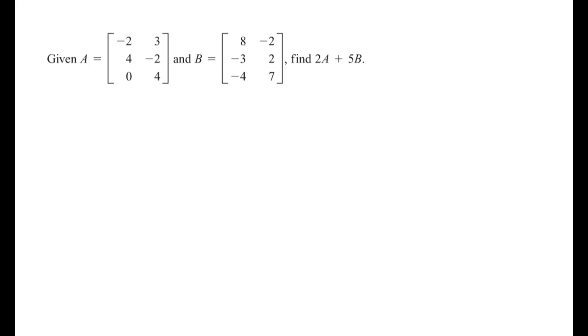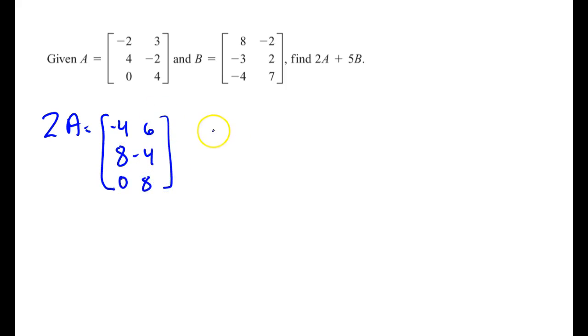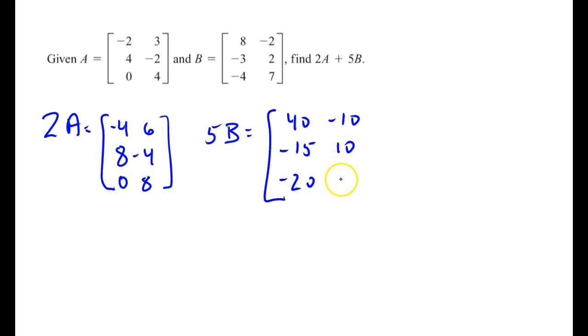So let's put it all together and let's do scalar multiplication and addition. So given these 2 matrices, we're supposed to find 2A plus 5B. Okay, so 2A is going to be -4, 6, 8, -4, 0, 8, and 5B is going to be 40, -10, -15, 10, -20, 35.